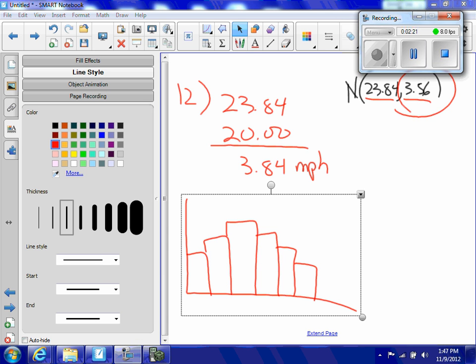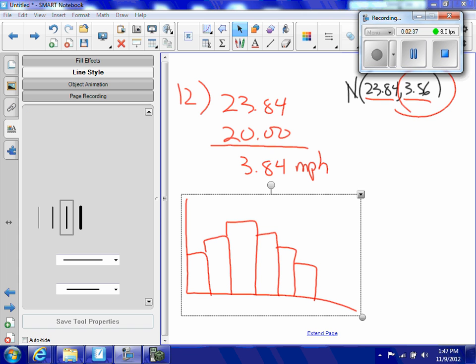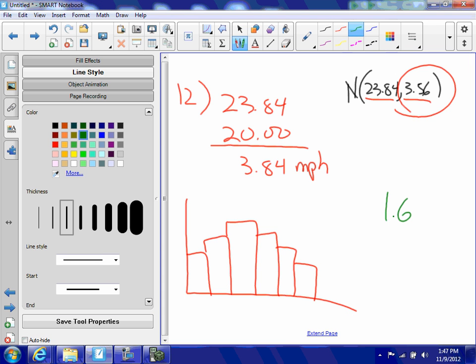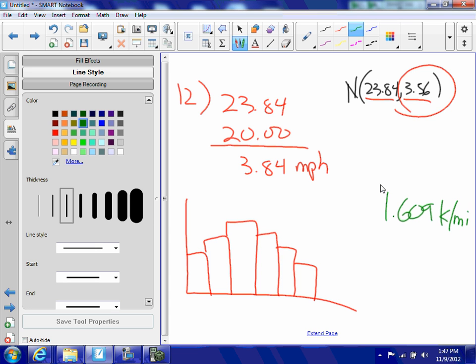The next part of question 12 says, the guy who measured this has a friend in Berlin who wants to study the speeds, so he converts all of the original miles per hour readings to kilometers per hour by multiplying all the speeds by 1.609, which is the kilometers per mile. There's 1.609 kilometers in a mile, and instead of miles per hour, he wants kilometers per hour. So what's the new mean going to be?